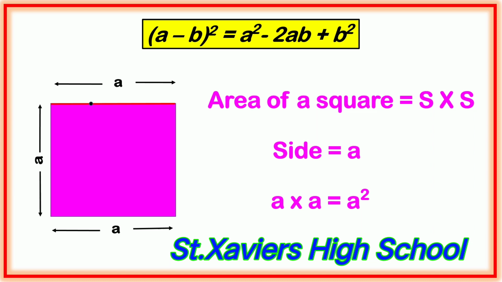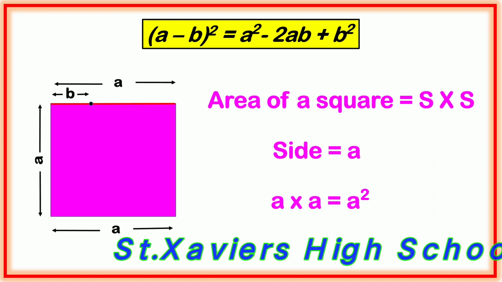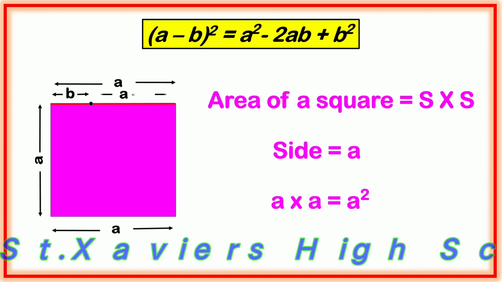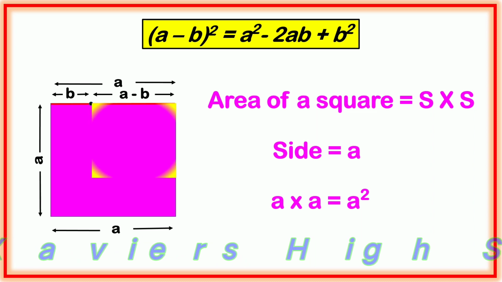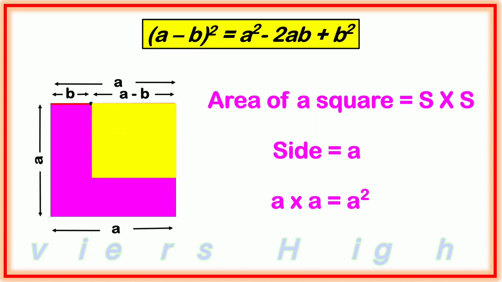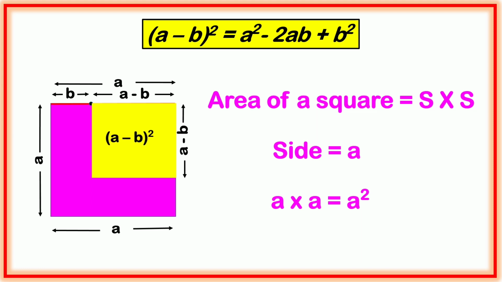Take a point on the line segment. Let it be b. The remaining part of the line segment is a minus b. Then construct one more square with side a minus b. Then the yellow one will become (a minus b) whole square, that is nothing but side into side. If you want to get the yellow part, that's what we are talking about.